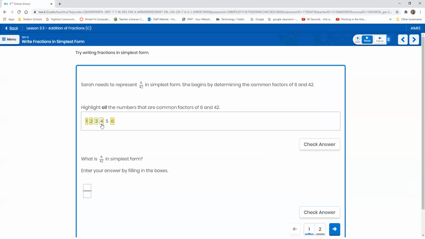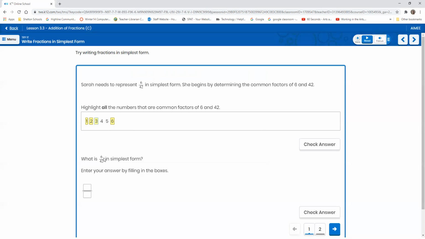Can 6 be divisible by 4? Nope. Can 6 be divisible by 5? Nope, not evenly. 42 can be divided by 1. It can be divided by 2. 2 goes into 42 21 times. 42 can be divided by 3. 3 goes into 42 14 times. And 6 goes into 42 7 times. Okay? So I look at this and I know that 6 is the greatest common factor.